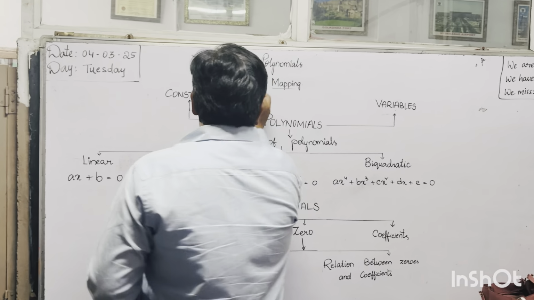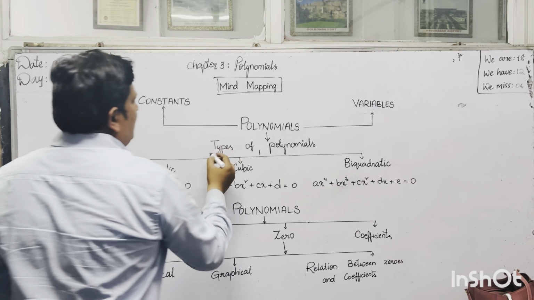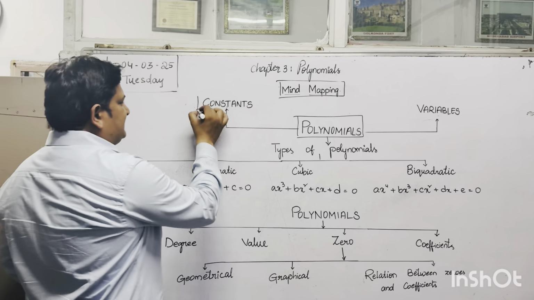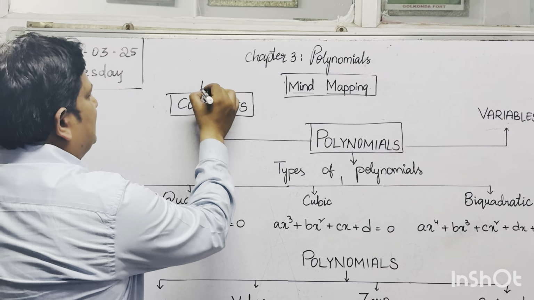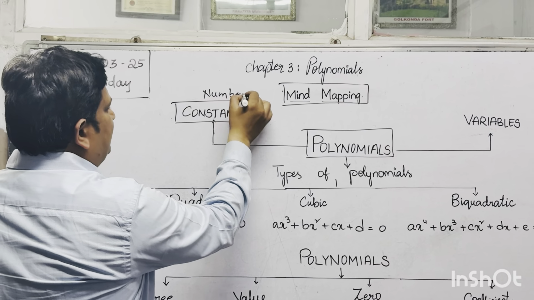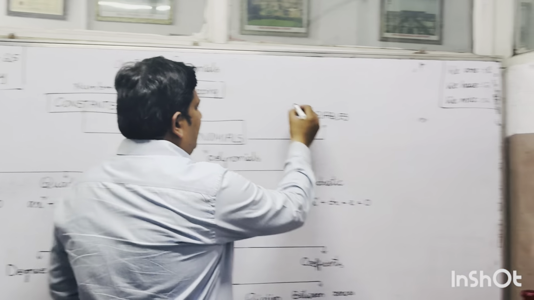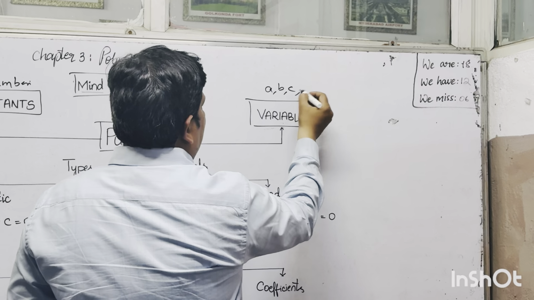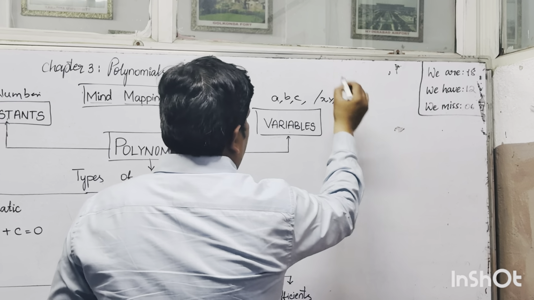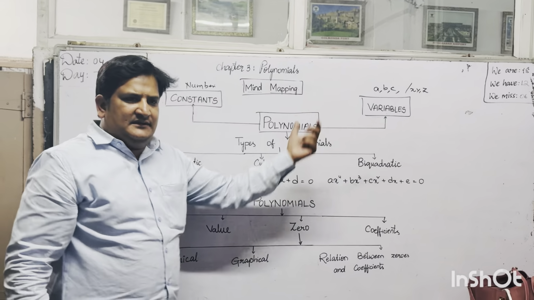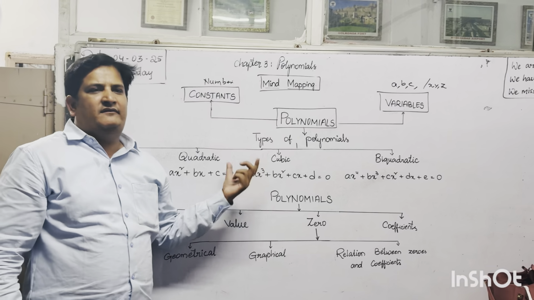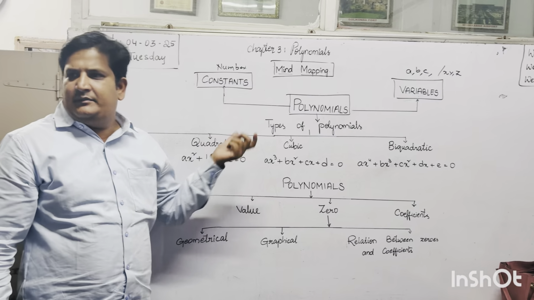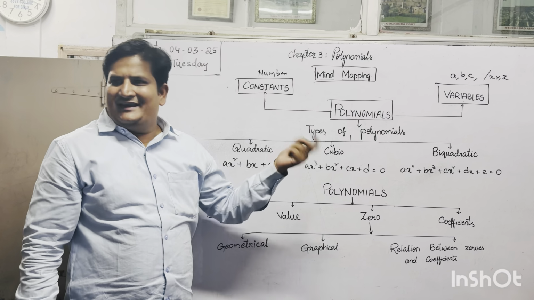సో ఈ పాలినామియల్ చాప్టర్ అనగానే మీకు పాలినామియల్స్‌లో మెయిన్ 2 థింగ్స్ ఉంటాయి. దే ఆర్ కాన్స్టెంట్స్. వాట్ ఆర్ కాన్స్టెంట్స్? Numbers are the constants. Next, coming to the next thing is variables. What are the variables? A, B, C or X, Y, Z. We take them as the variables. So polynomials, we have the types of polynomial. So polynomial is a combination of the variable and constants.